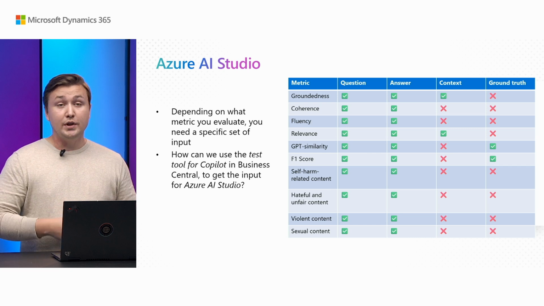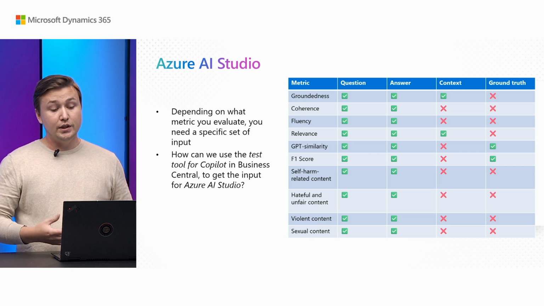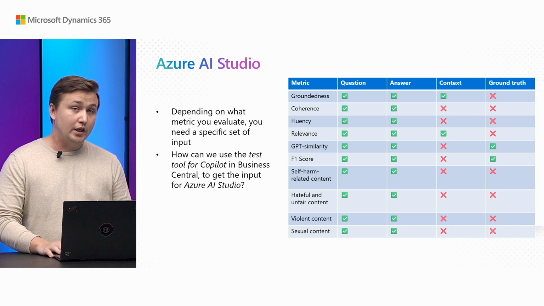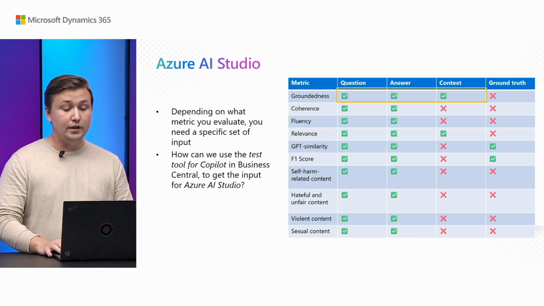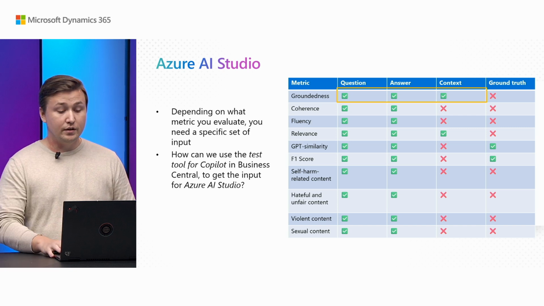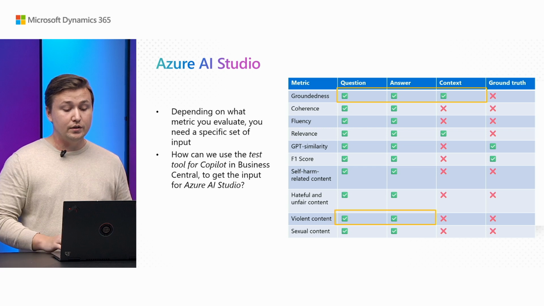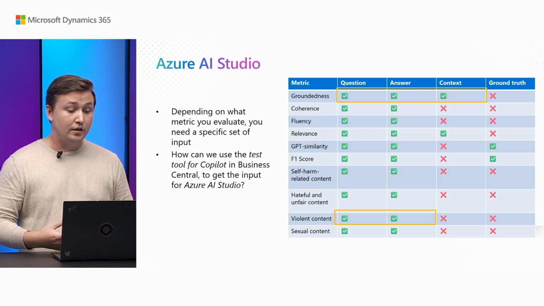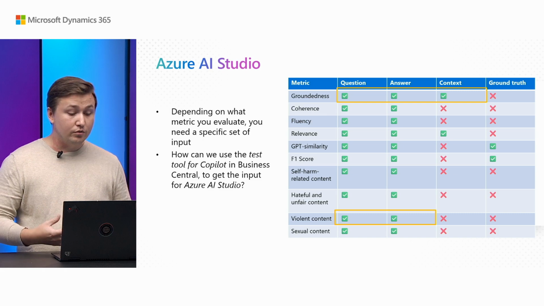Now, depending on what metric you want to evaluate, you would need a specific set of input. So for example, if I want to evaluate groundedness, I need the question, answer, and context. If I want to evaluate something else, I might need just the question and the answer. So how can we use the Copilot test toolkit in Business Central to get the input that we need for Azure AI Studio? Let's look at that.